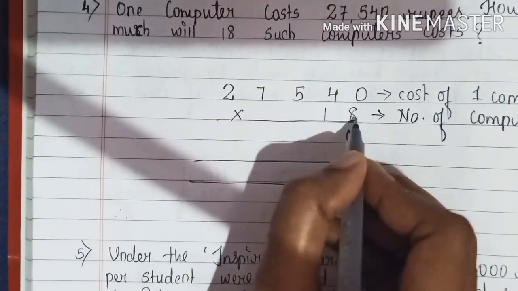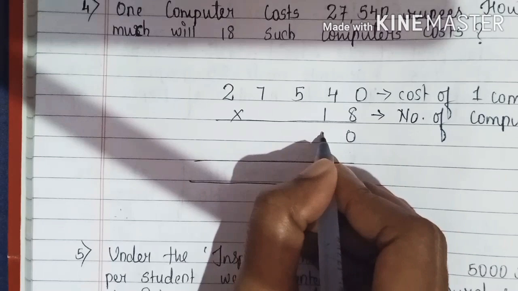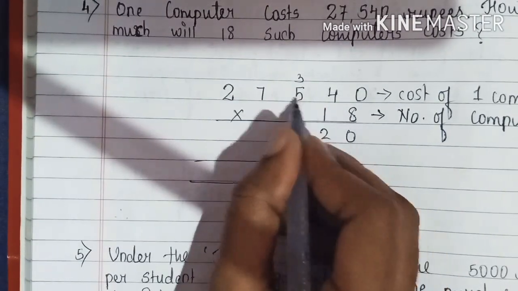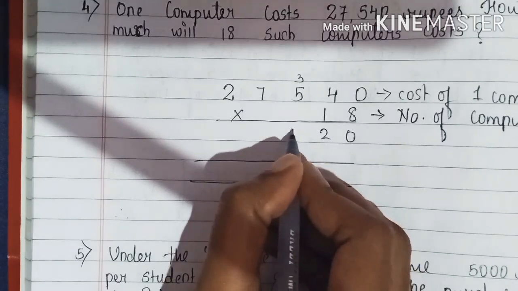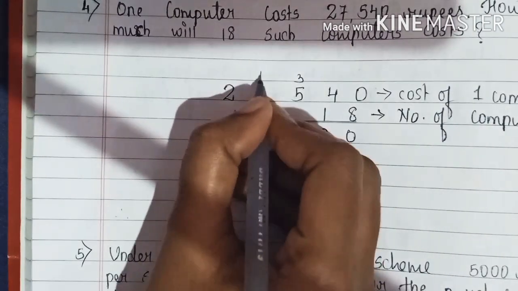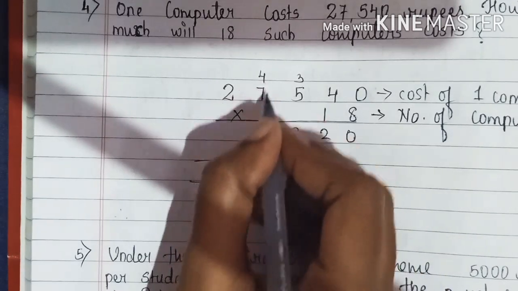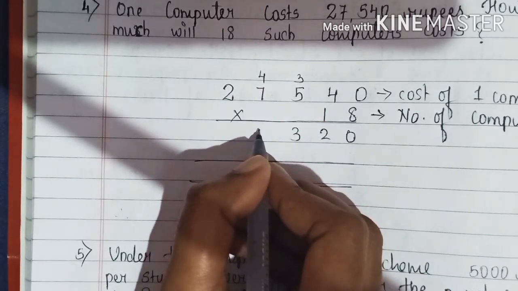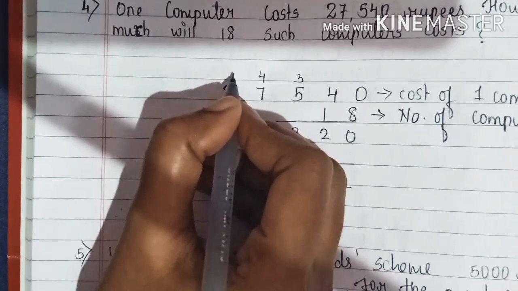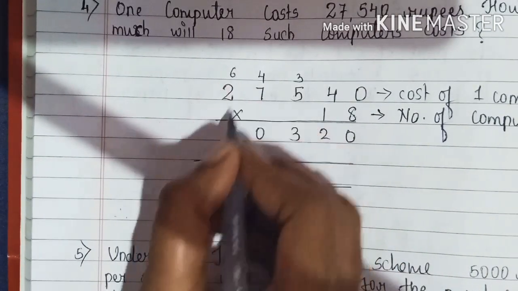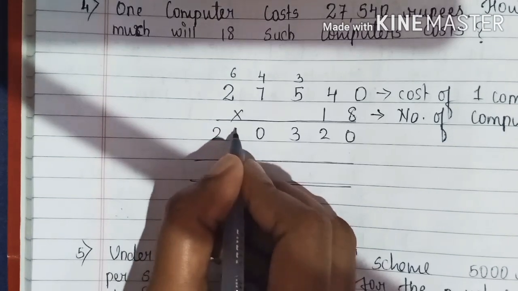8 zeros are 0. 8 4s are 32. 2 will be here and 3 will be carry over. 8 5s are 40. 40 plus 3 will be 43. 3 here and 4 will be carry over. 8 7s are 56. 56 plus 4 will be 60. 6 will be carry over. 8 2s are 16. 16 plus 6 will be 22.